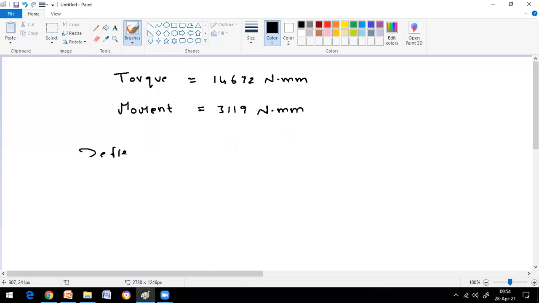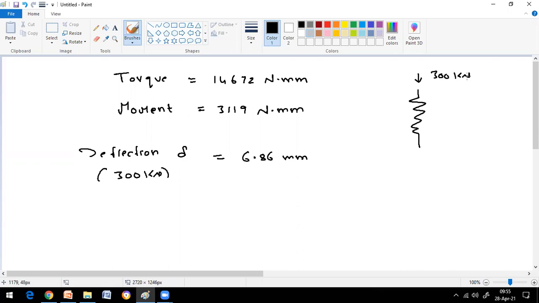What is the deflection which we got in the previous class? Delta is 6.86 mm, isn't it? This deflection is with the load of 300 kilonewton. So when the spring is subjected to a load of 300 kilonewton, for this load the deflection is how much? 6.86 mm. In the same way, we have calculated stresses.